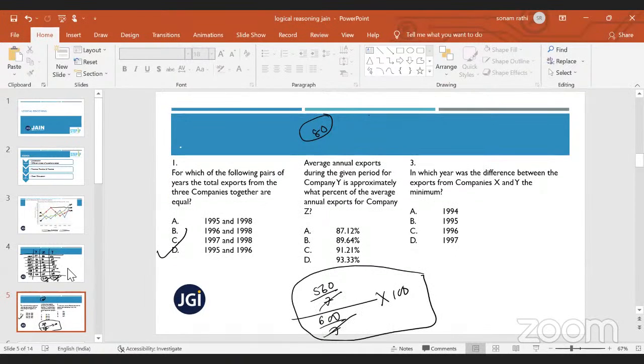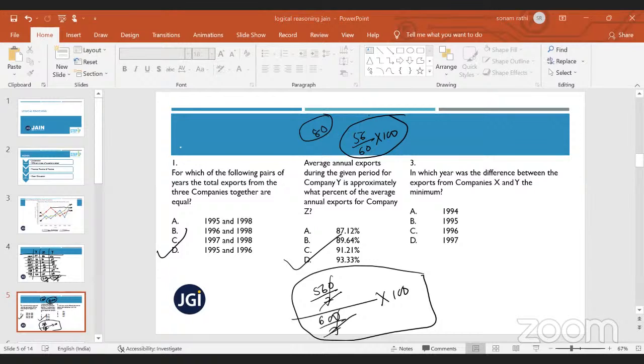7 cancelled out, 500 cancelled out, 56 upon 60 into 100. Yes, 93.33%. Question number 3.